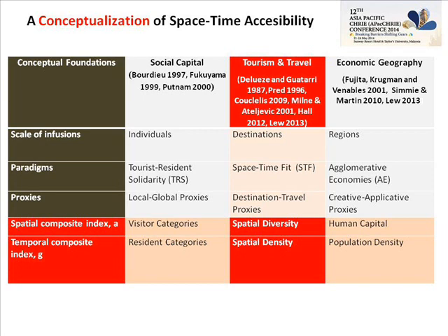The higher the value of A, the higher the degree of spatial diversity within the destination travel network. The higher the value of G, the higher the degree of density within the destination travel network. The mix of A and G values provide a rule-based index of destination resilience at the meso level of space-time fit.